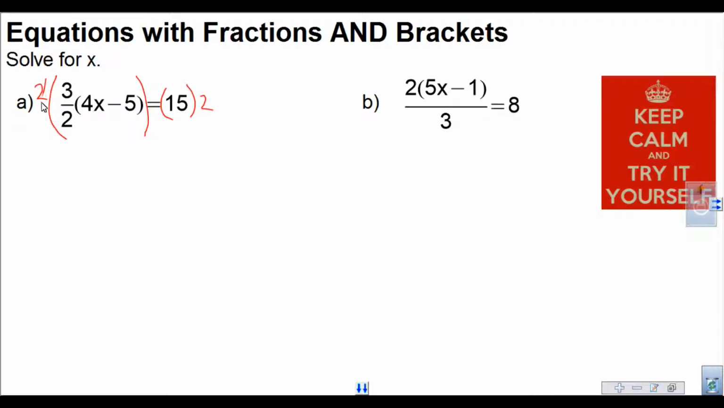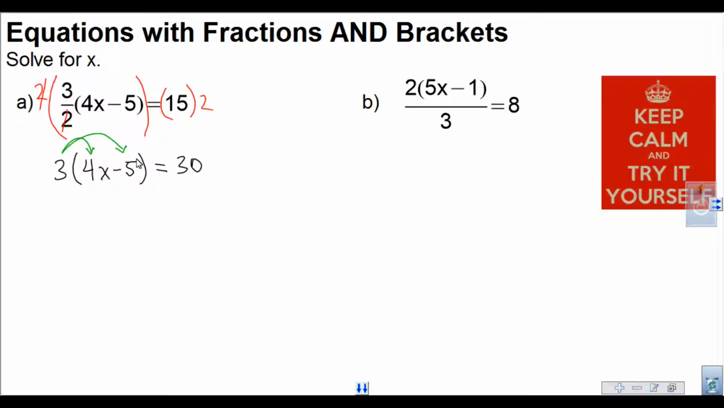The whole point of this is that the 2 and that 2 are going to divide out. So let's write down what we have left. This becomes 3 times the quantity 4x minus 5 is equal to 15 times 2 is 30. Okay, so now we've got an equation with a bracket, but there's no fractions left. So you can actually go about this in two different ways. You can divide first by 3 on both sides, or if you want to have a little bit of fun, you can multiply into the bracket. Let's do that.